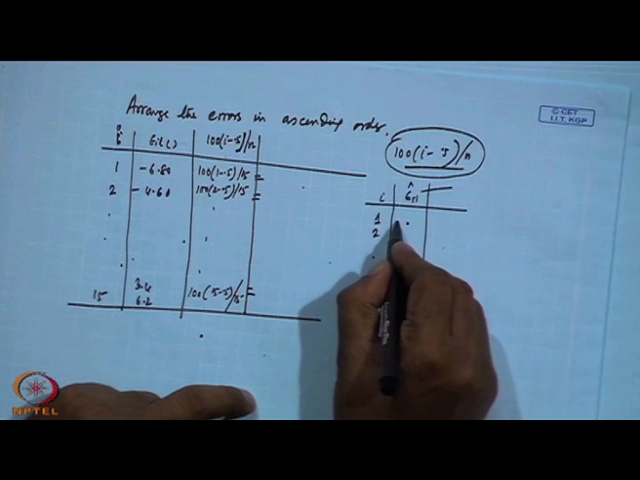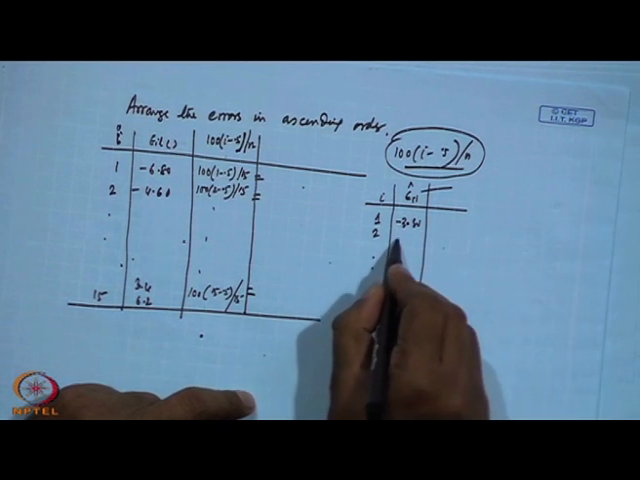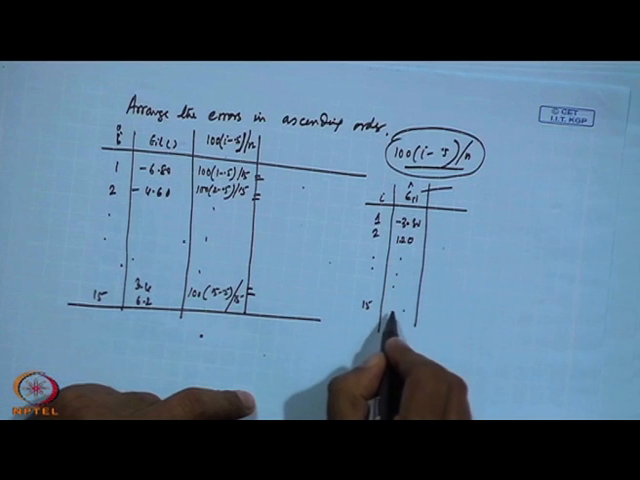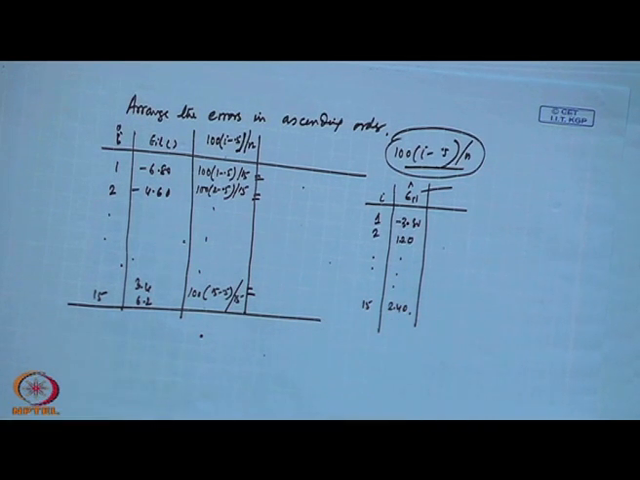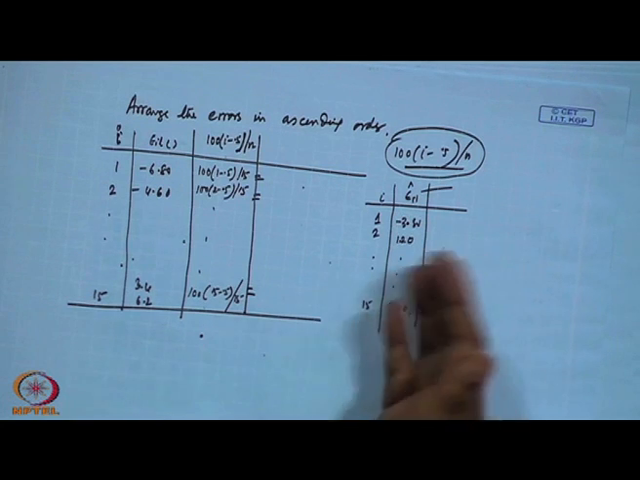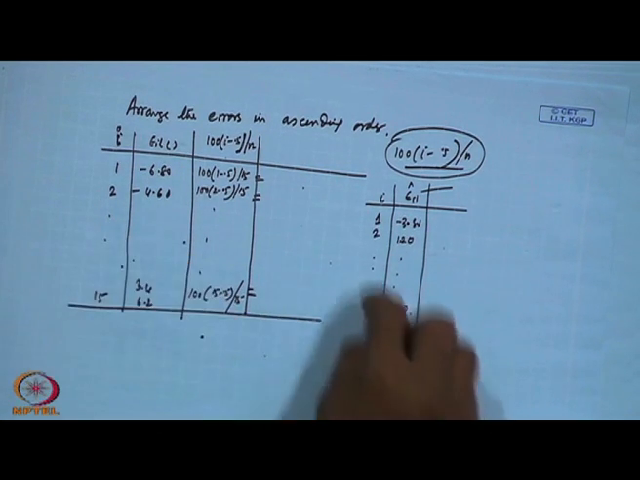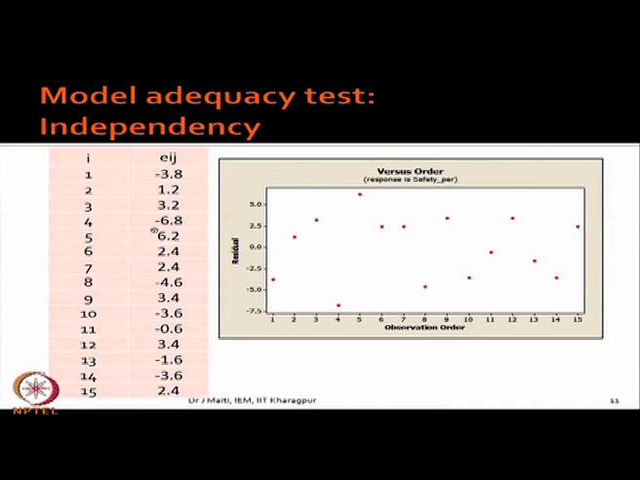So, then first observation value will be 3.80, second one 1.20. Like this, if you go to the 15th one, 2.40. This one you arranged for normal probability plotting, but here you do not require to arrange it. You see the slide here. These are the observation numbers, and this is the residual value, and if you plot, you must not get any trend. Clear? So, we can say there is no serial correlation between one observation and another.